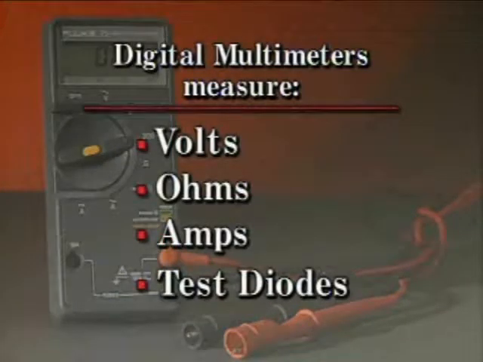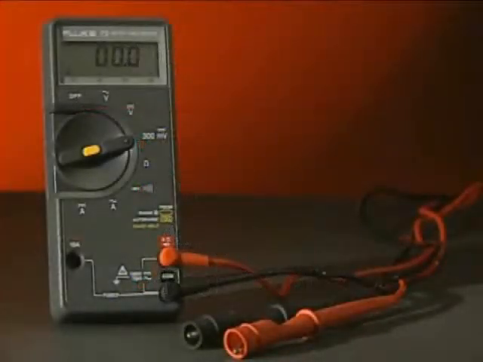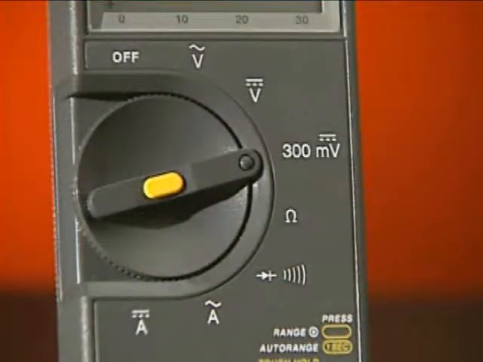Digital multimeters are used to measure volts, ohms, and amps, and to test diodes when red and black leads are inserted into the appropriate receptacles. Let's take a close-up view of a typical digital multimeter. The symbols that you see on the front of the meter are usually consistent across the various brands of meters.